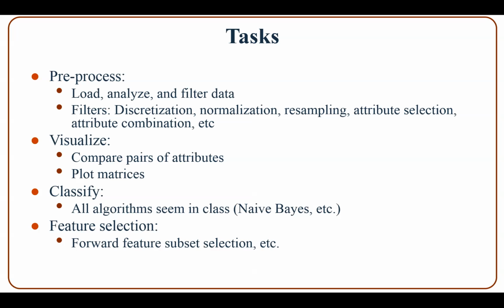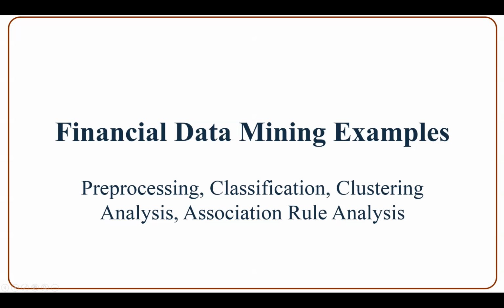With Weka Explorer, you can pre-process data. For example, you can load, analyze, and filter data. Filtering data here means data pre-processing with discretization, normalization, resampling, attribute selection, combination, etc. You can visualize data by comparing pairs of attributes, plot matrices, etc. You can do classification, clustering, association rules. You can select features. Now let's look at some examples.